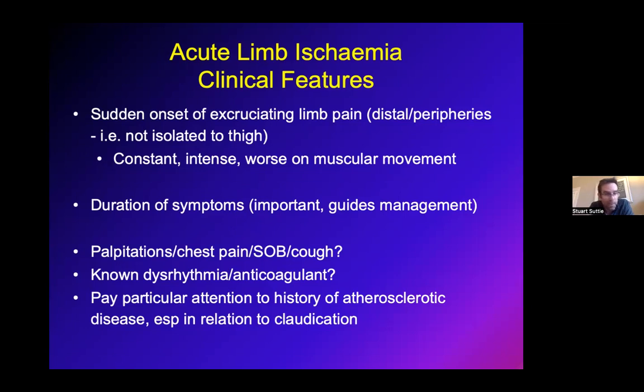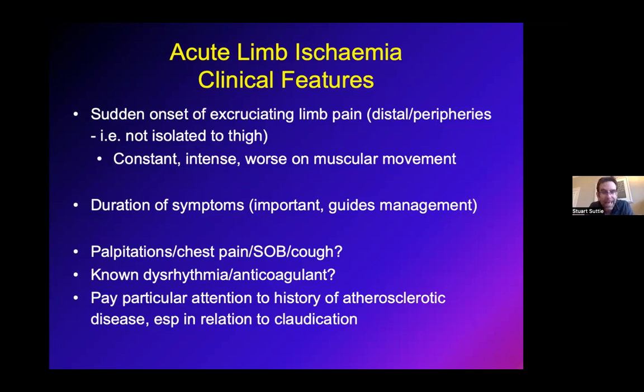I always think it's important to work through other things that might be related to it. Does the patient have a history of palpitations, recent chest pain, recent shortness of breath, recent cough? Are they known to have a dysrhythmia? Are they anticoagulated? If so, what are they anticoagulated with? Is it therapeutic? Is it subtherapeutic? If they're not anticoagulated, why not?